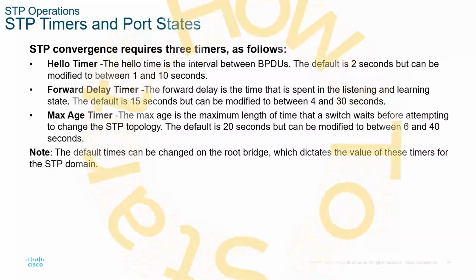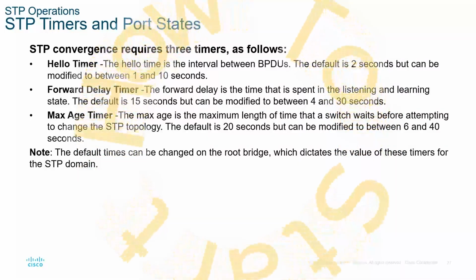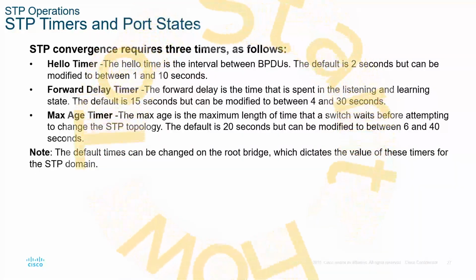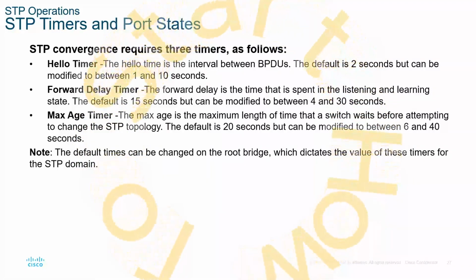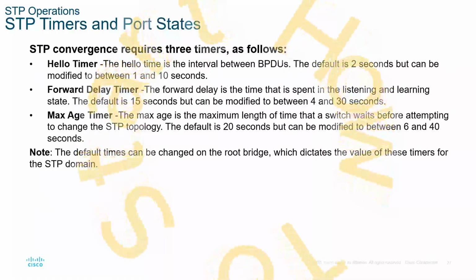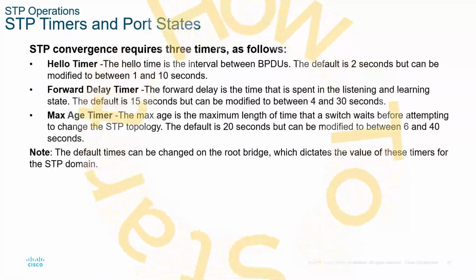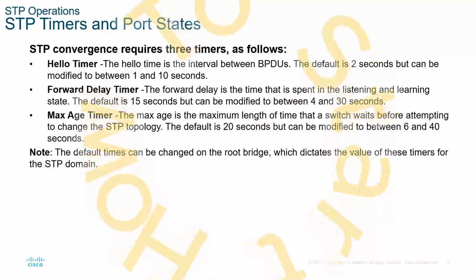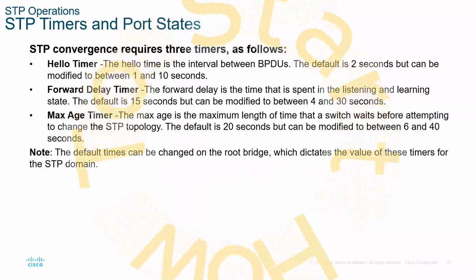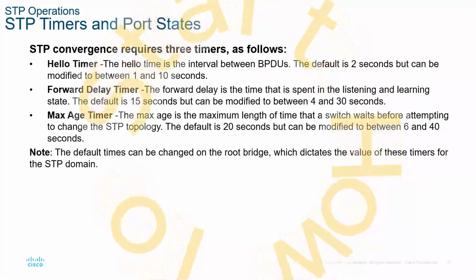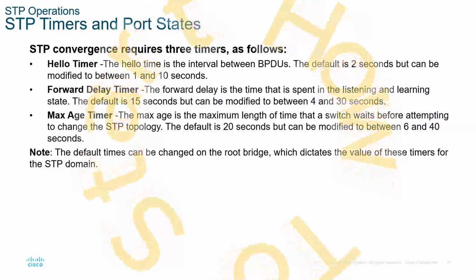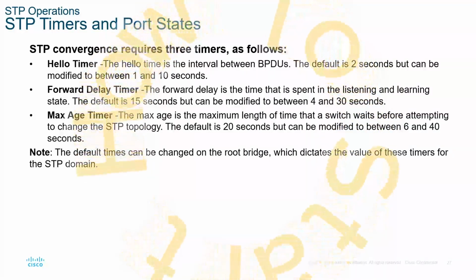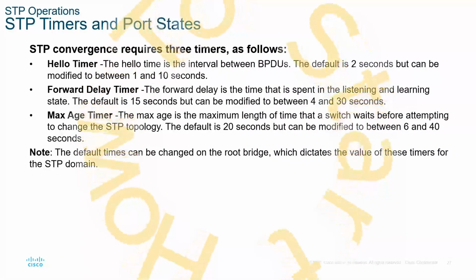The hello timer is the interval between the BPDUs, and by default it's 2 seconds. But you can modify it between 1 and 10. The forward delay is the time that is spent listening and learning. The default is 15 seconds, and you can modify that between 4 and 30 seconds. Lastly is the max age timer, and this is the maximum length of time that a switch waits before attempting to change the STP topology. The default is 20 seconds, but it can be modified between 6 and 40 seconds.